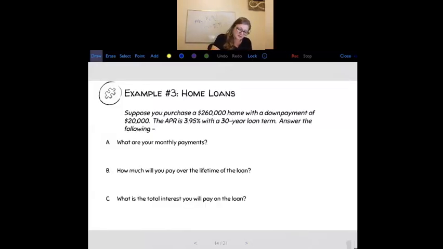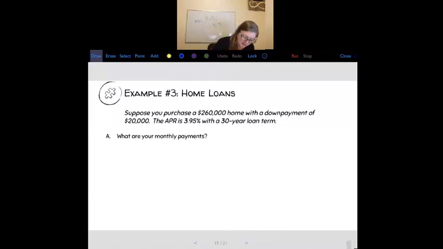Home loan. Suppose you purchase a $260,000 home with a down payment of $20,000. The APR is 3.95% with a 30-year loan term. That's what they typically are. Some are 15. Answer the following. What are your monthly payments? How much will you pay over the life of the loan? And what is the total interest you will pay on the loan?